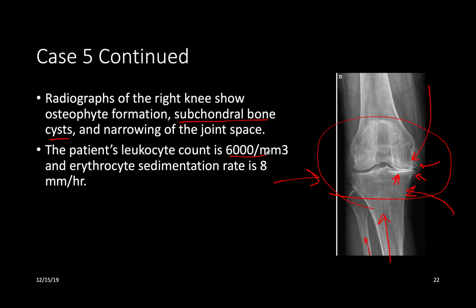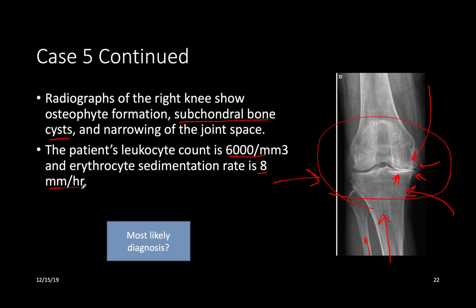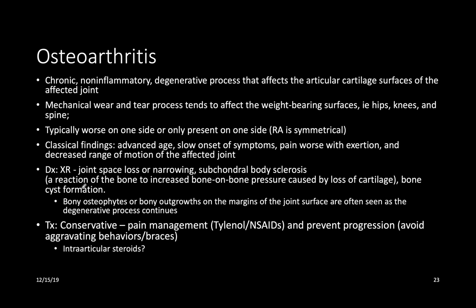Okay, and then seeing the white blood cell count normal and a normal ESR definitely rules out RA, and so we are going to have osteoarthritis, like you said, right off the bat. Great, so chronic, non-inflammatory degenerative process, mechanical wear and tear, it's affecting those hips, knees, and spine. We're going to see this worse on one side or only present on one side, okay, versus RA, which is symmetrical, which you told me before, and a really helpful way to diagnose this particular one.